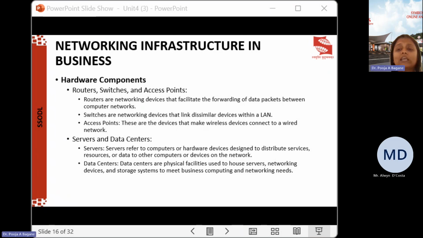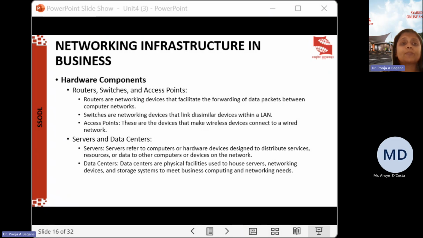Then there are servers and data centers. We all know that a server is a computer or hardware device which is designed to serve requests. It distributes services, resources, or data to other computers or devices on the network. Servers execute different types of services as well as applications, for example file storage, emails, websites, databases, and collaboration tools. There are various types of servers like file server, web server, database server, and email server.